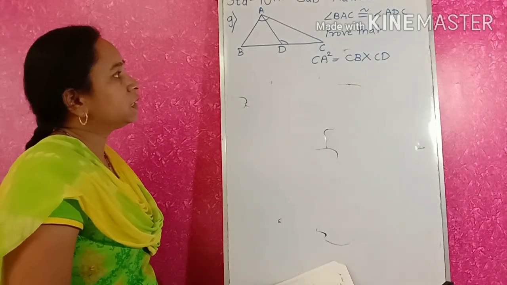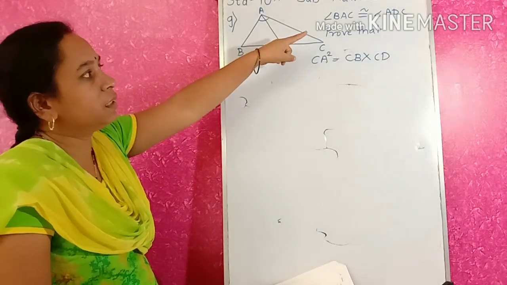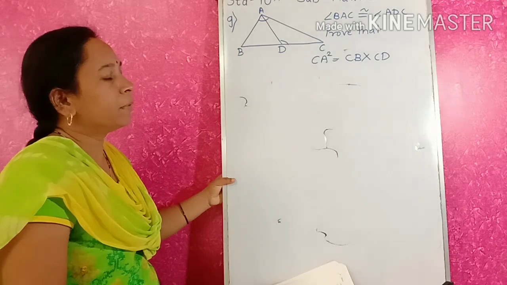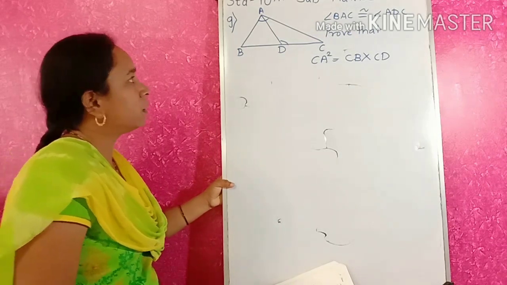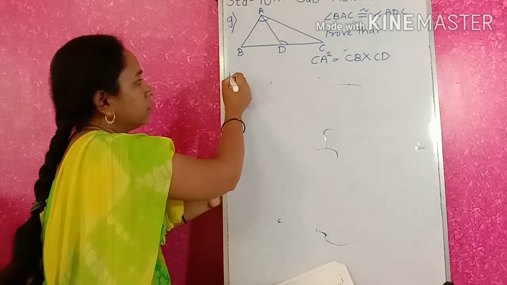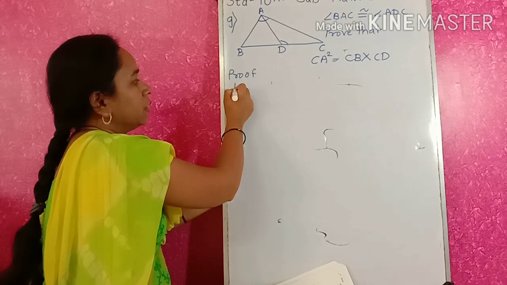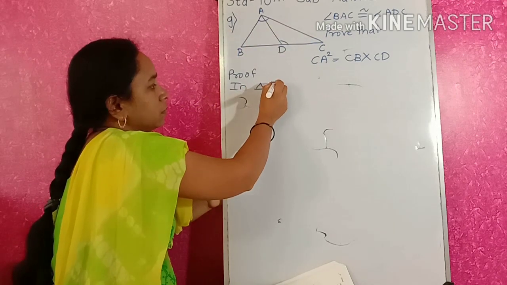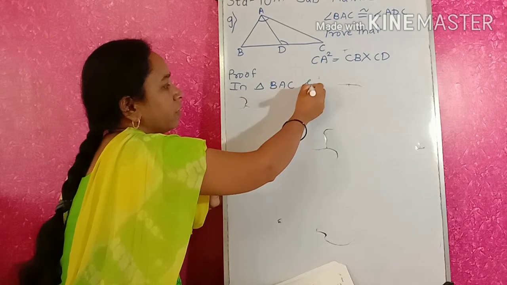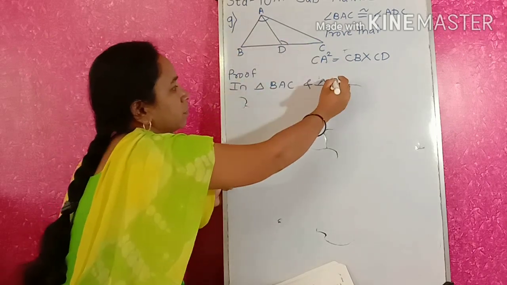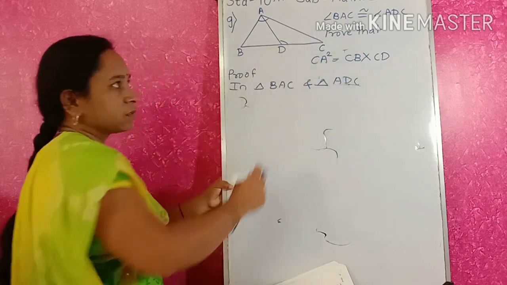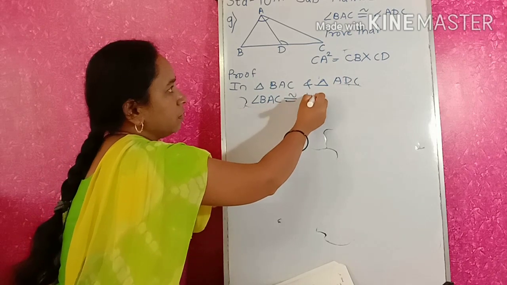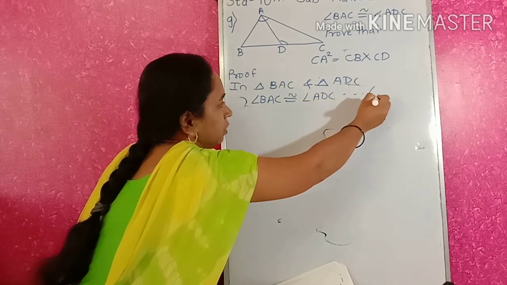Ninth example. In this triangle it is given angle BAC is congruent with angle ADC and we have to prove that CA square is equal to CB multiplied by CD. Proof: here I'll consider triangle BAC and triangle ADC. In this, given angle BAC is congruent with angle ADC. It is given.